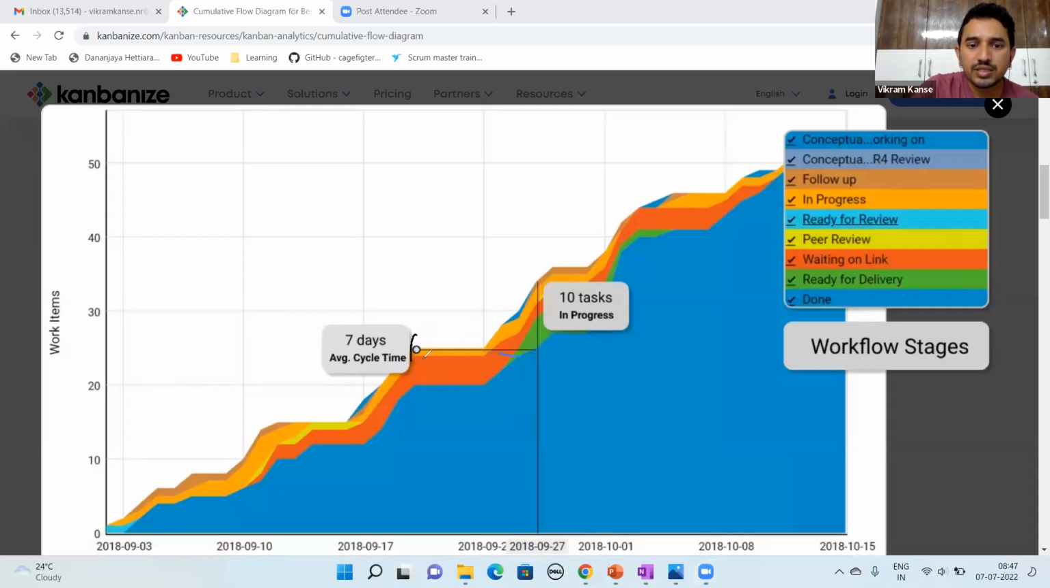Okay. So this is where your work started. All these small dots that you see, the changes that have happened, is where the work has begun, and then here is where the work has ended. So for this particular task, the work began here. It ended here, so its cycle time was 7 days.